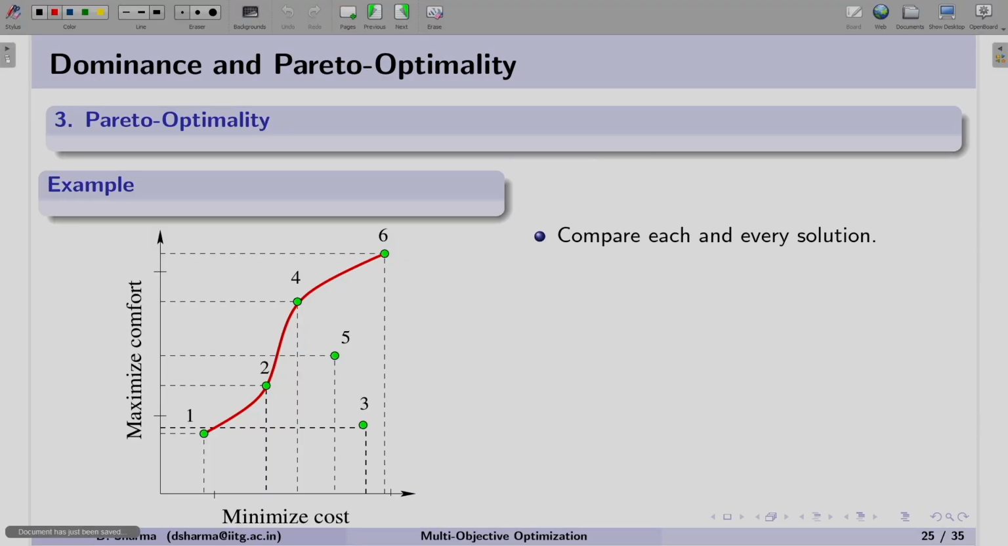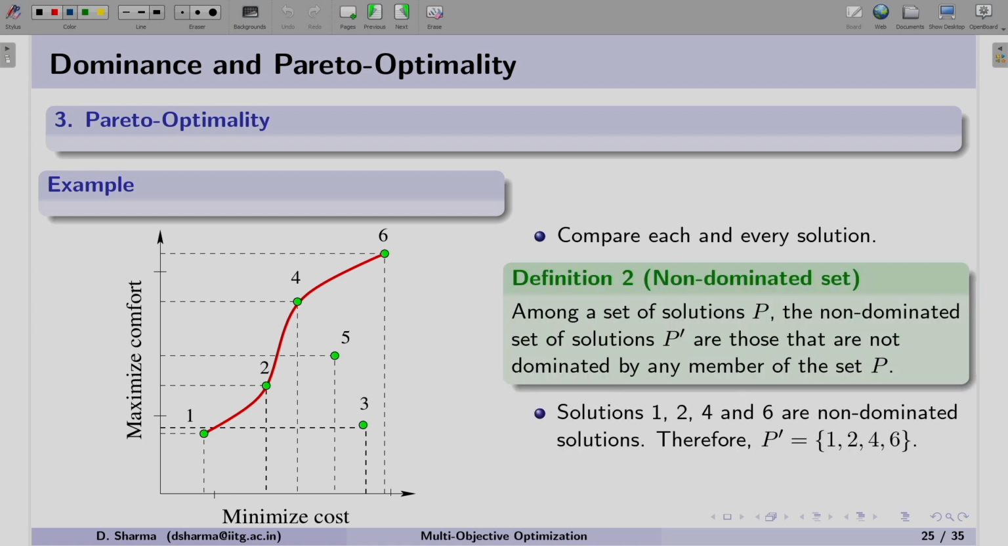So, let us take this particular example where we have 6 solutions in which we want to minimize the cost and we want to maximize the comfort. As we have understood, we have to compare each and every solution.